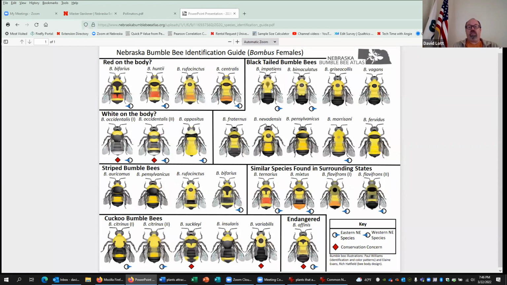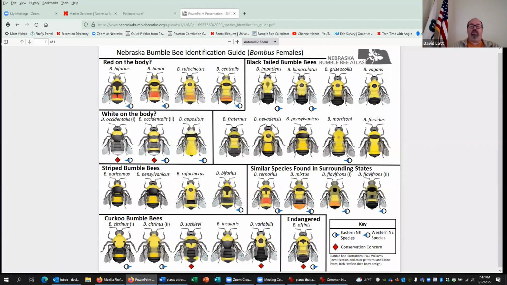So there's lots of different variations, and it talks about ones that are Western or Eastern species specifically, and it gives you what we call a key to tell whether there's red on the body or not, or if it's a black-tailed species, or it has white on the body. So for those of you who are going to get up close and personal with these guys and gals, you can have a little bit of an idea.